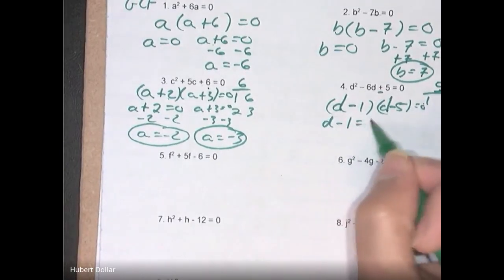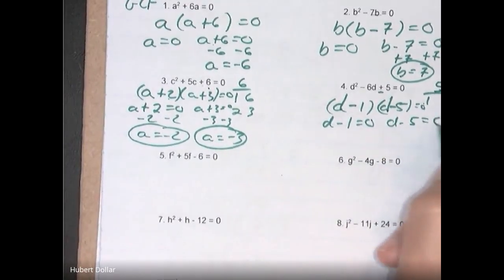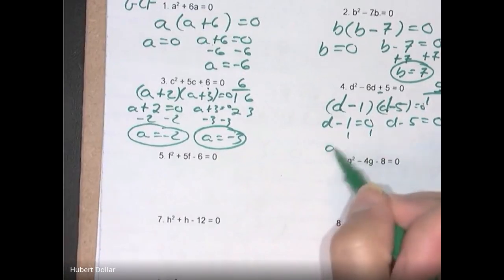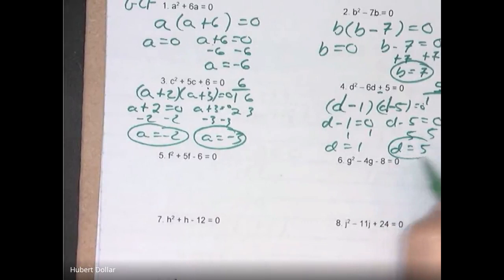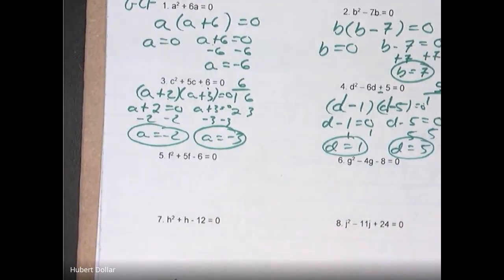So zero product property: add the 1, add the 5, and that's your answer.